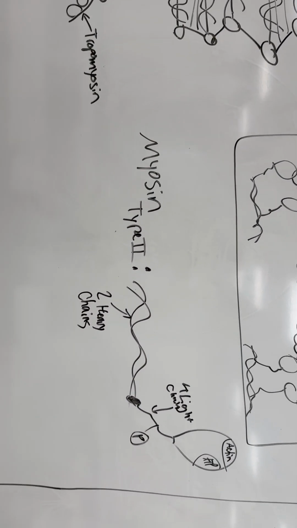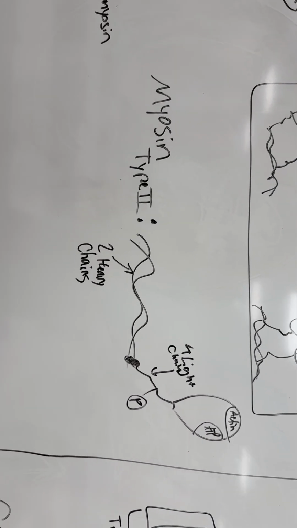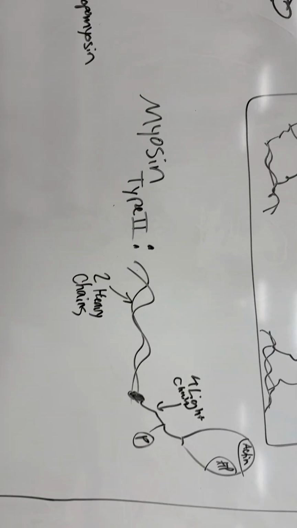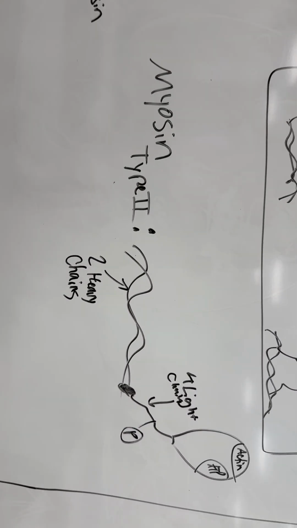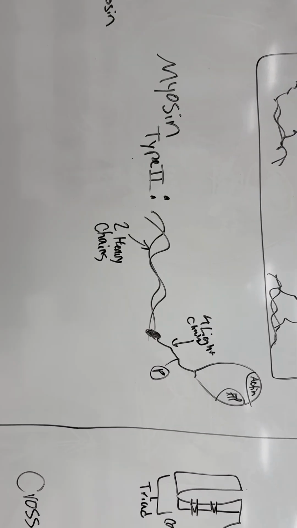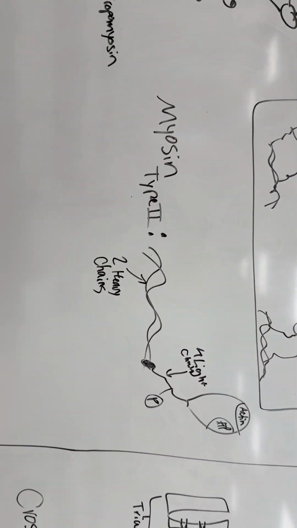So we went over actin, tropomyosin, troponin, the regulatory structures, kind of the scaffolding. You've got your nebulin and your titin, you've got your Z-discs. And now we'll get into myosin. Myosin makes up the thick filament. Actin here makes up the thin filament.